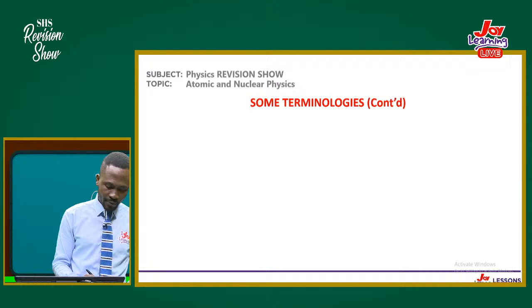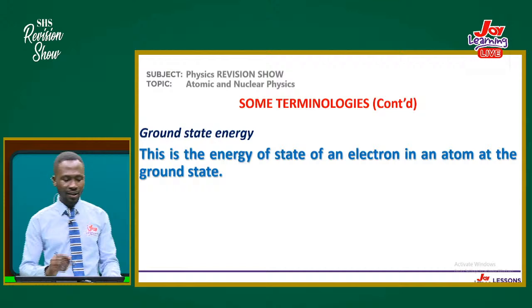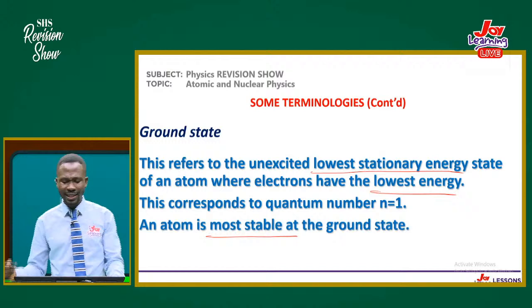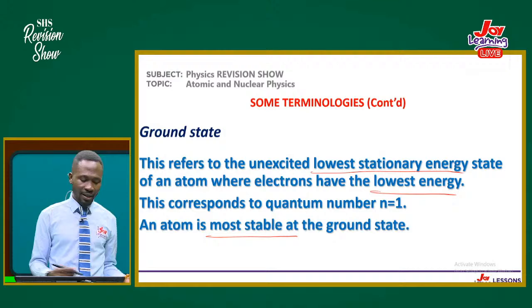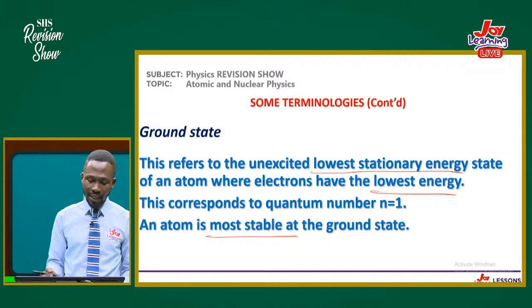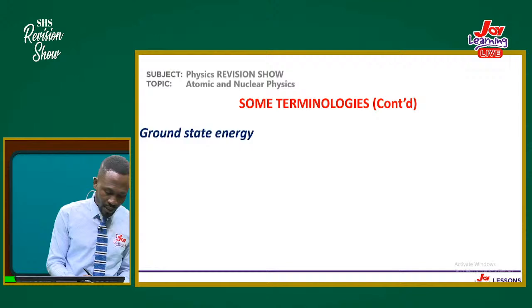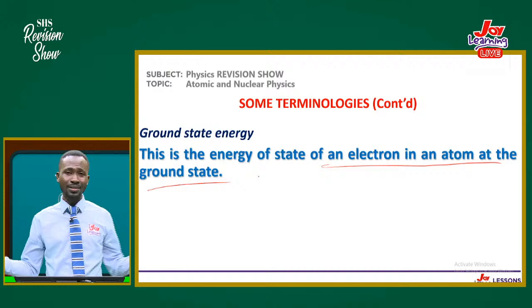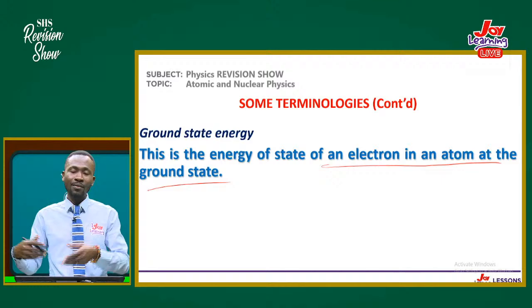So I was at the ground state. If I say the ground state, we are saying it's the most stable state of the atom. You have this state, where an electron will occupy an orbital whose quantum number n is equal to 1. The atom at that ground state has the lowest energy. Now, ground state energy is the energy of an electron in an atom at the ground state. That's very simple. Once the atom is at the ground state, the electron there will have the ground state energy.